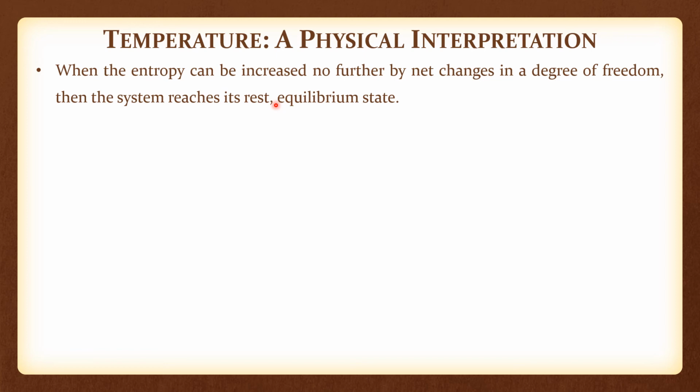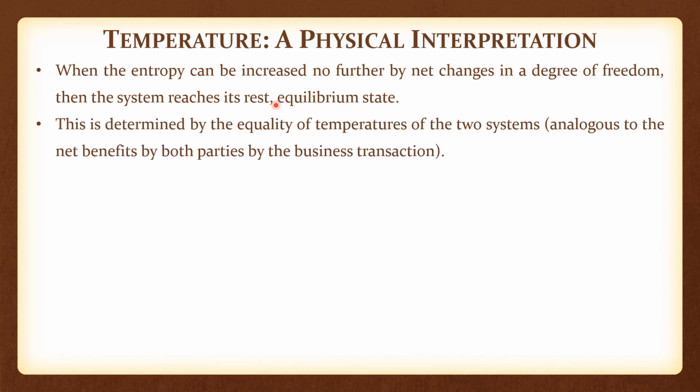That is why when we wrote the criterion for equilibrium, ∂S/∂U is 0, it didn't mean temperature was 0. It is the net driving force in the system between the two subsystems. So 1/T for the subsystem A and 1/T for the subsystem B. The difference was 0, so there is no further driving force. Now you have reached a state of equilibrium or rest. This is determined therefore by the equality of the temperatures, analogous to the net benefits of both parties being equal, right? So, money for gadget transaction.